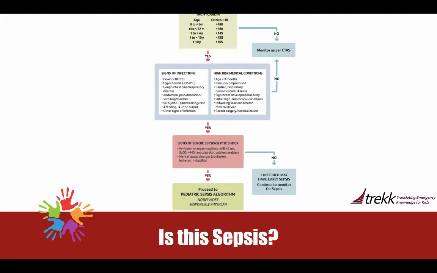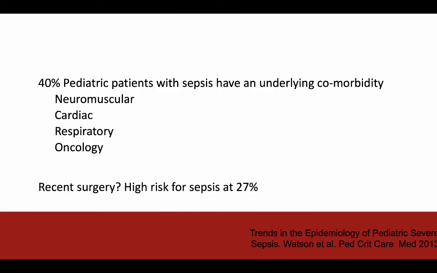This is a triage poster that really goes through the kind of things that I've been talking about. So the first question being, is there a critical heart rate? Are there signs of infection? And we'll talk a little bit about some of the underlying conditions. About 40% of children who have sepsis have an underlying comorbidity. And I think we do a great job of recognizing children who have an immune deficiency, either because they're on oncologic treatment or because they have an underlying immune disorder.